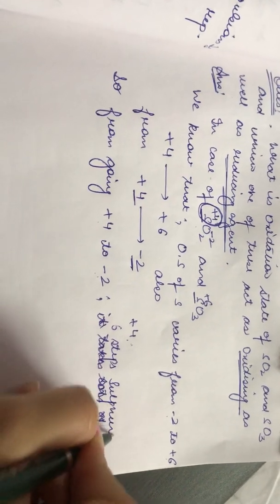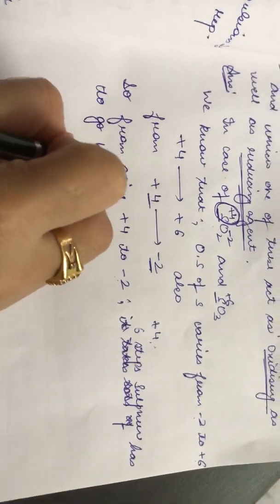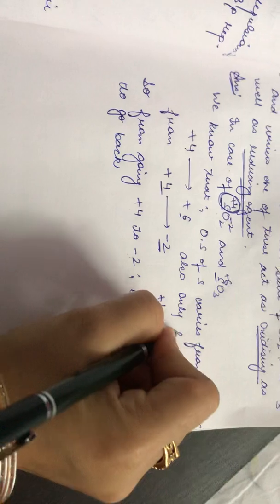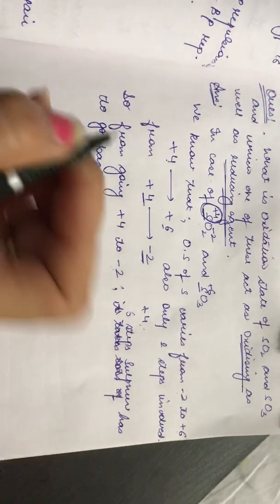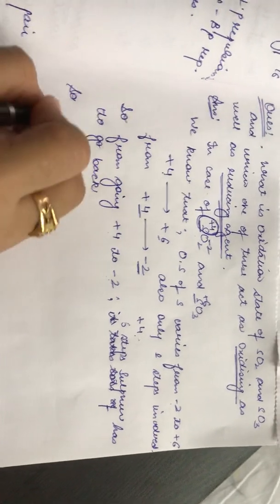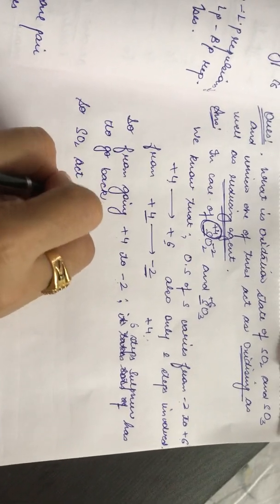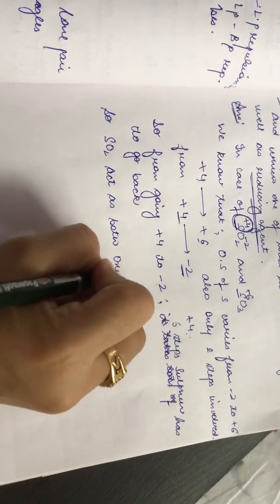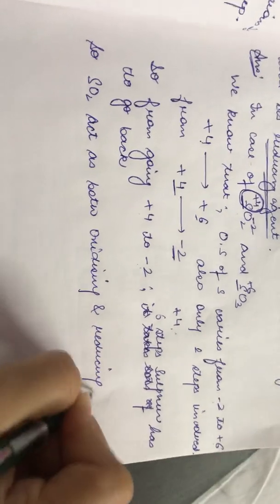sulfur has to go back. But in case of going from +4 to +6, only 2 steps are involved. Clear? So SO2 acts as both oxidizing and reducing agent.